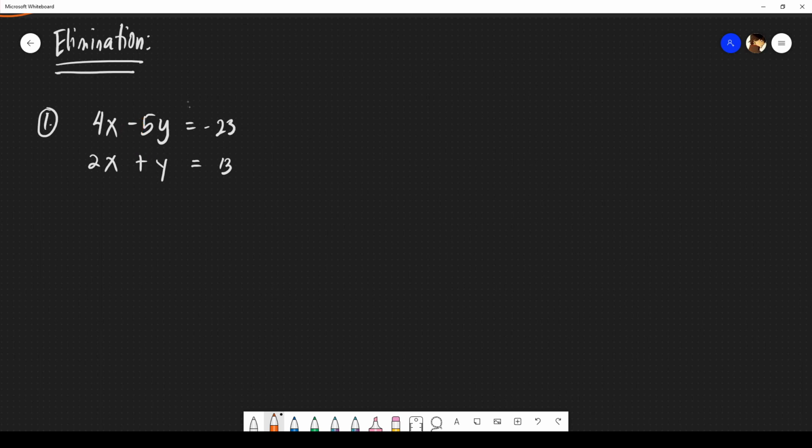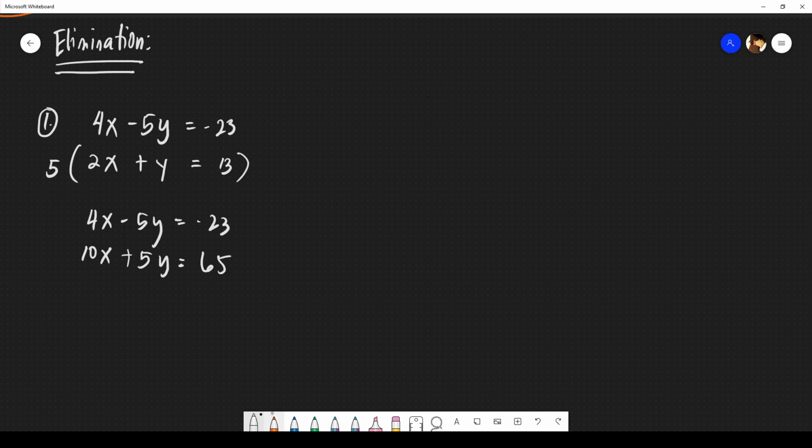But the next thing that you should know is they should have the same value, but different signs. In this case, the value of y in the first equation is negative 5, and then the value for y in equation 2 is 1. Therefore, we need to have them both with values of 5. So to do that, we need to multiply equation 2 by positive 5 in order for us to get 5y. So that will give us 10x plus 5y is equal to 65. We just multiplied the entire equation by 5.